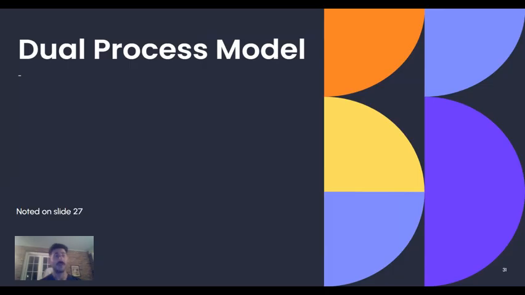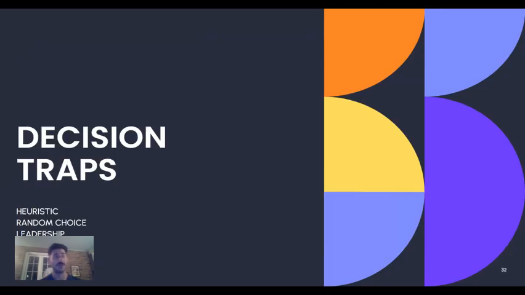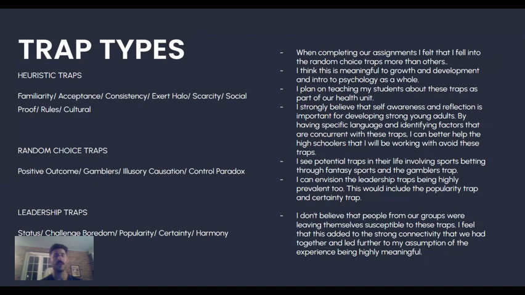Moving on. Decision traps: heuristic, random choice, and leadership. Heuristic trap types: familiarity, acceptance, consistency, expert halo, scarcity, social proof, rules, and cultural. Random choice traps: positive outcome, gamblers, illusory causation, paradox, control paradox. Leadership traps: status, challenge, boredom, popularity, certainty, and harmony.